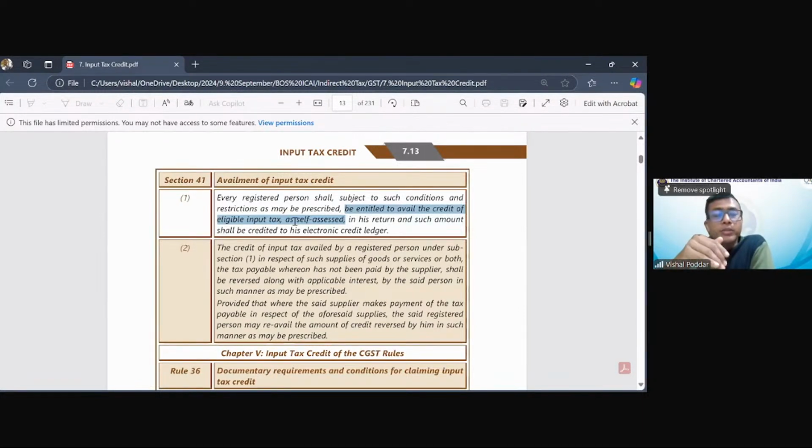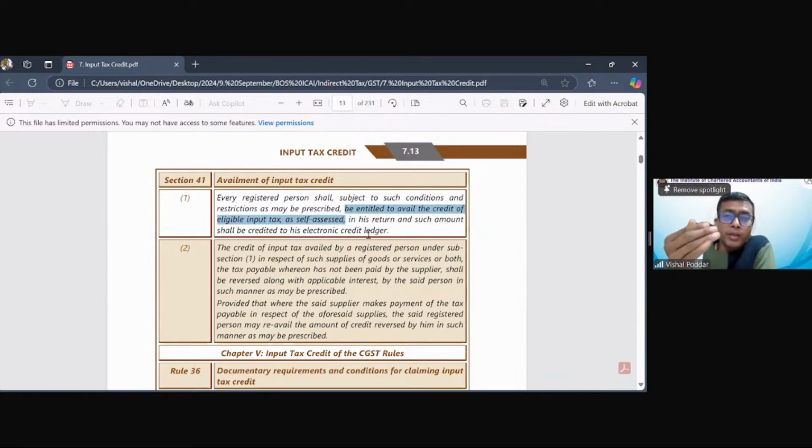Means they have kept the scope open that later on the officer will also come and check. But for the time being, you need not wait for officer's confirmation. Once you feel you have satisfied the conditions, you can avail the credit of this input tax. And where you have to avail? You have to avail in your 3B return. And once you avail it in your 3B return, the amount will be credited to your credit ledger.